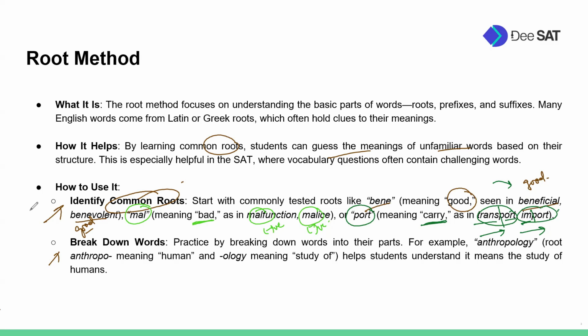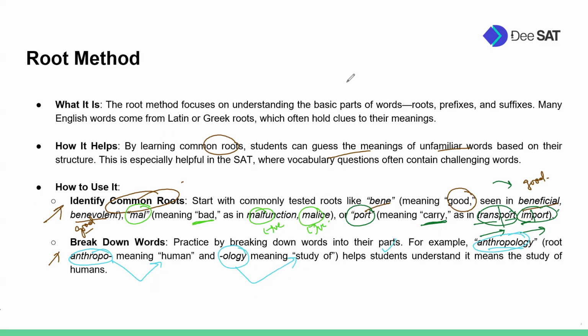To make sure that you have a good grasp on the root method, practice by breaking down words into parts. A common example could be anthropology. Now, if you want to understand what it means, let's understand the different parts of it. One part is anthropo, which means human. Another part is ology, which, as we all know, means study of something. So anthropology can be put together to mean the study of humans.